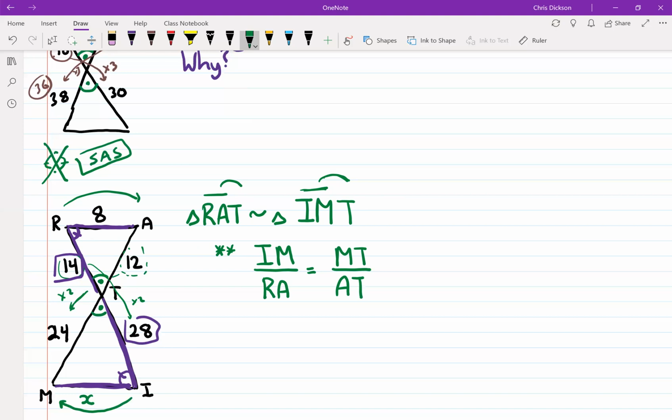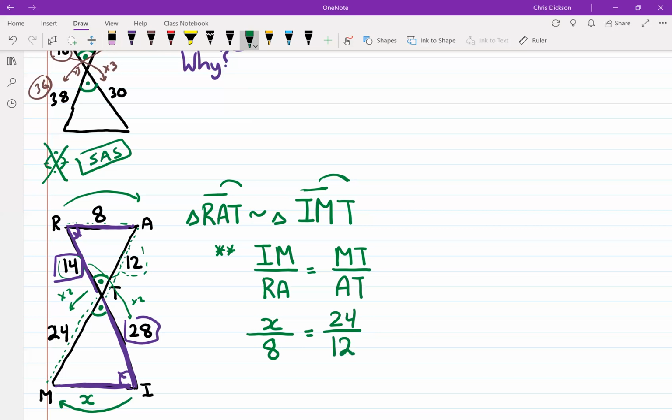Now that might seem kind of confusing with the letters, but let's see if we can put numbers in. It might make a bit of sense. So what's IM? Well, that's your X value. And what's RA? Well, the length from R to A, that's 8. That would equal MT. So where's MT? M to T, so that'd be 24 over the corresponding side AT, should be here. So that would be 12.